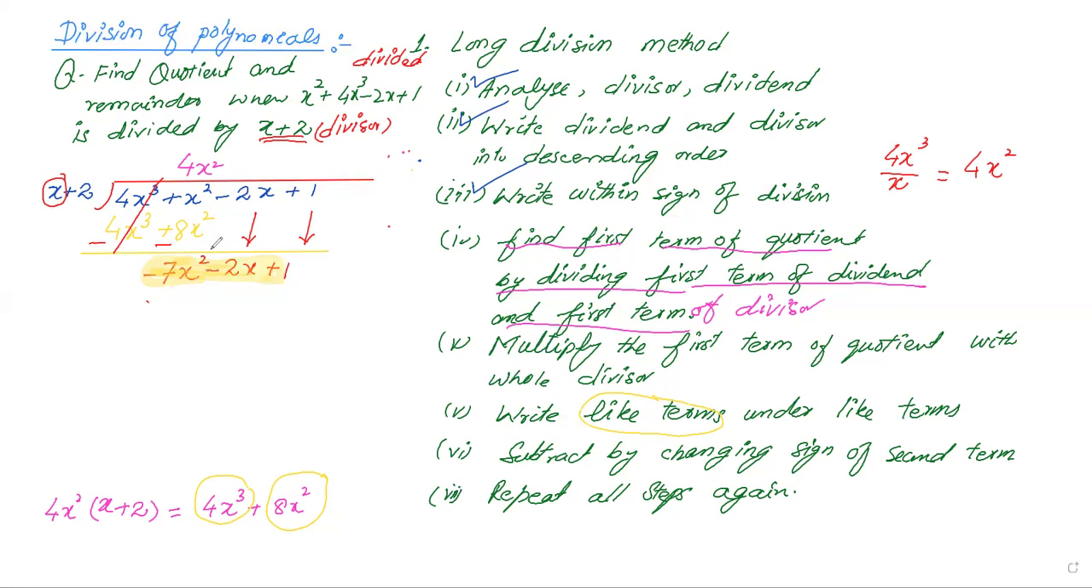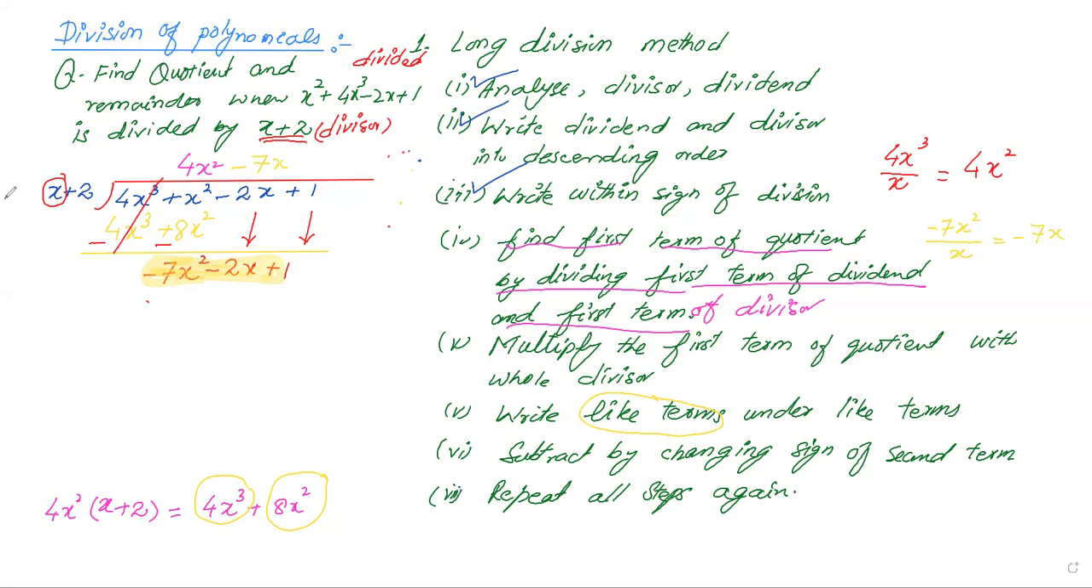I will make it short. What will you do? That is the first term. When you multiply x by which term, you will get minus 7x squared? Move over here on the right side: minus 7x squared divided by x, you will get minus 7x. So you have to write minus 7x over here. That is called the second term of the quotient.